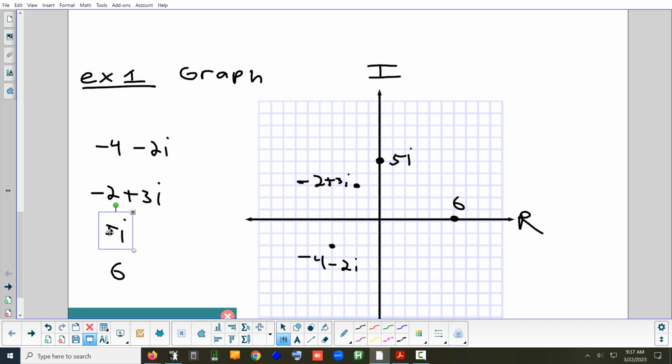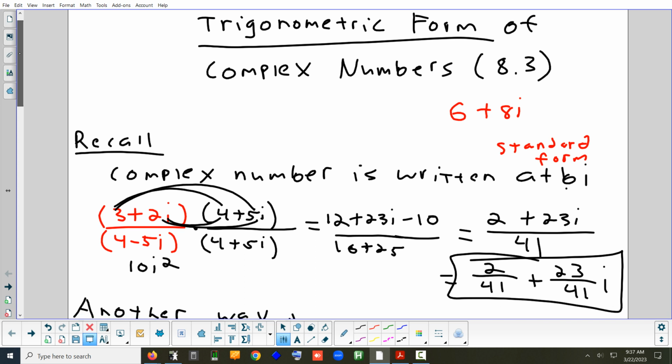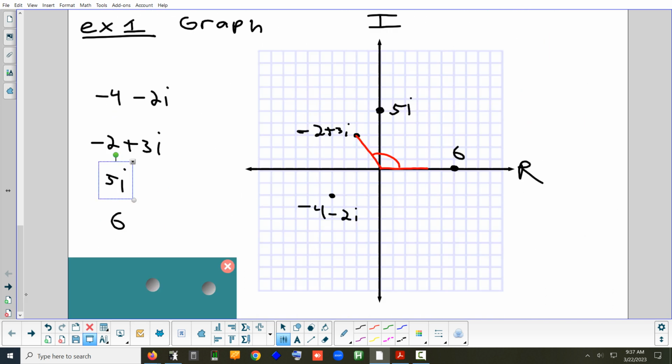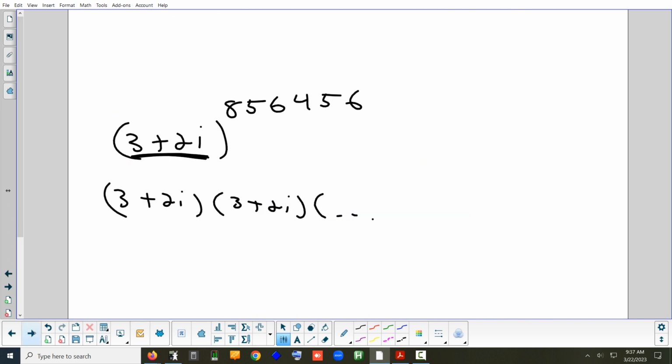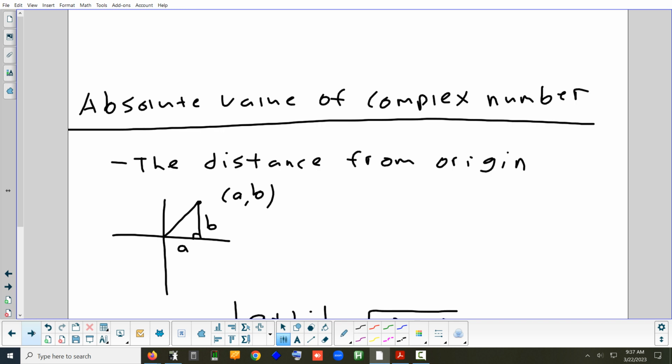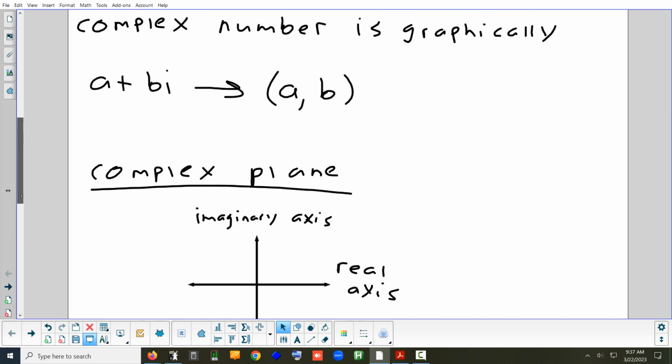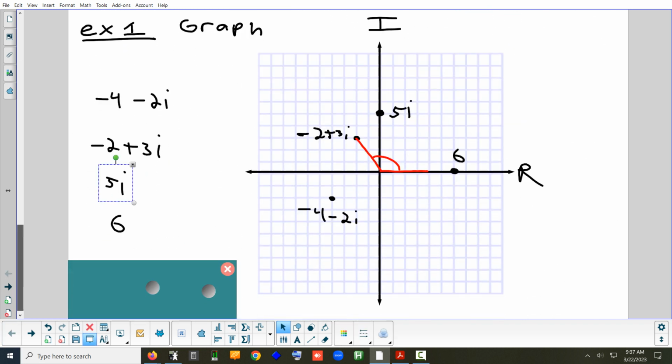And what do I mean by an angle? Like, look at 2 plus 3i. If you did something like this, and then you figured out that angle. That's part of what we need to do to write something in what we call trig form. The other thing we have to know to write something in trig form is how far a point is from the origin.